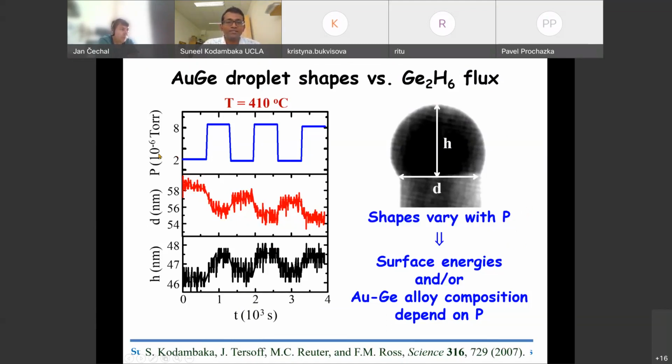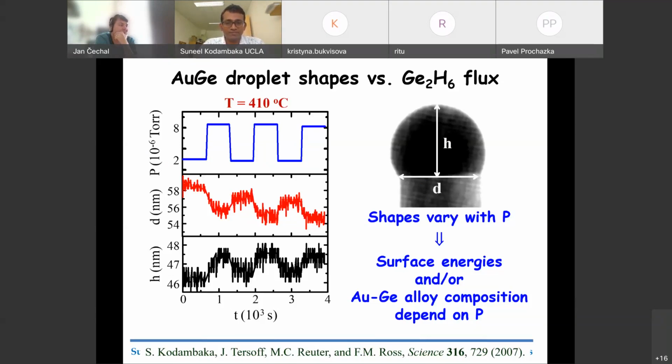And here is more data to see what happens when we change the pressure. And this is an experiment where the digermane pressure was changed with time. And we measured the size, the shape of the droplet. So the lateral diameter, if you will, of the droplet and the height of the droplet. And you see that there is this oscillatory behavior as we change the pressure of the droplet, saying that either the composition of the droplet is changing and or the shape of the droplet is changing as you change the digermane flux.